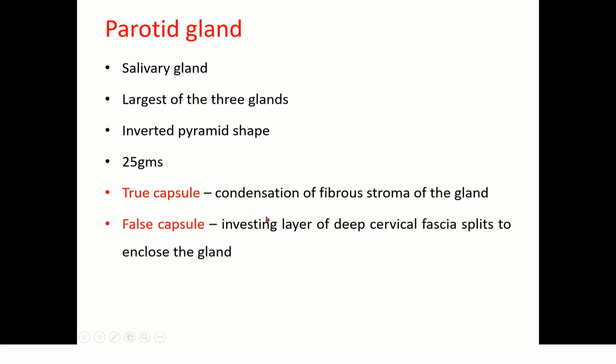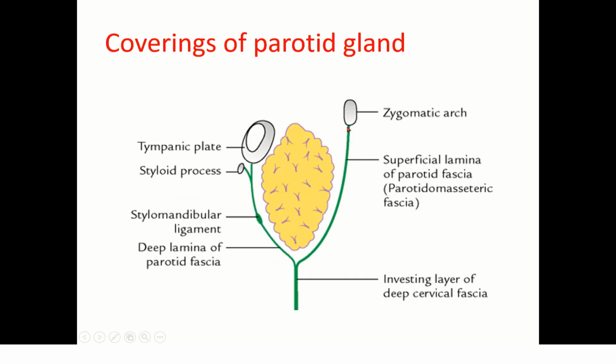The true capsule is formed by condensation of the fibrous stroma of the gland. The false capsule is formed by the investing layer of deep cervical fascia, which splits to enclose the gland. You can see here, this is the superficial layer. Above, it is attached to the zygomatic arch. Anteriorly, it blends with the epimysium of masseter and forms the parotidomasseteric fascia, the only deep fascia in the face.